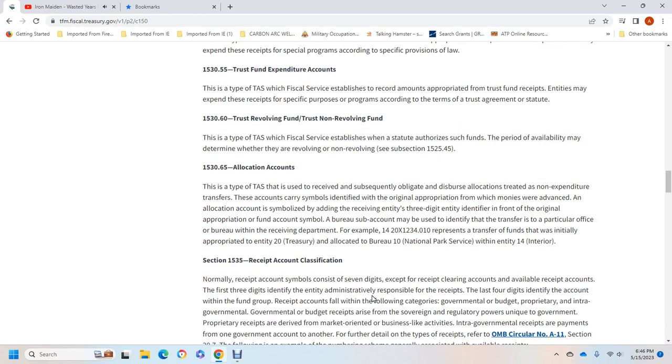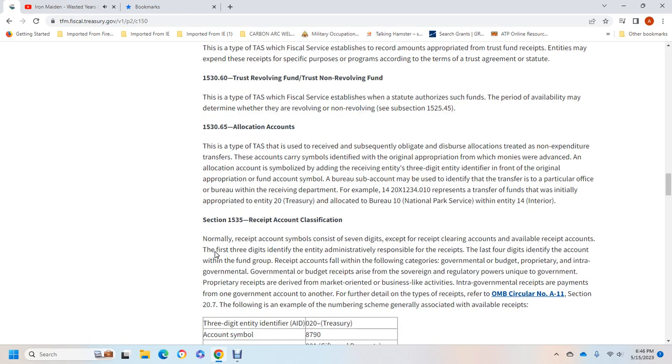The allocation symbol is formed by adding the 3-digit identifier to the form of the original annual operation of the fund, the accounting symbol of the Bureau. Some accounts may even be identified with the transfer to a particular office or Bureau within the Department. For example, funds initially appropriated to the Treasury are allocated to the Bureau of Land Management and the Park Service within the Interior Department.